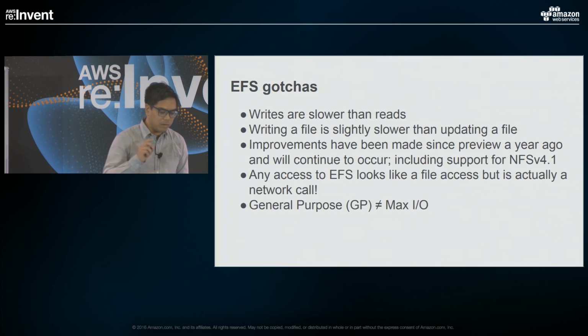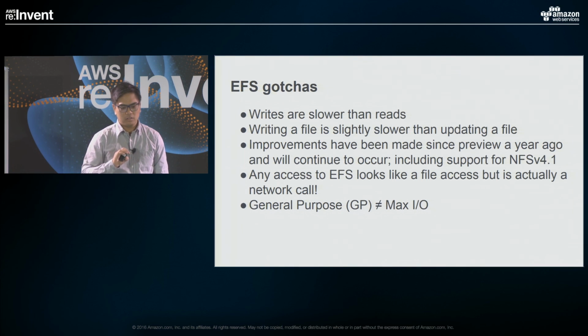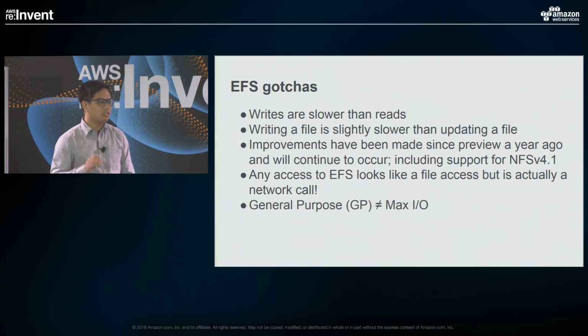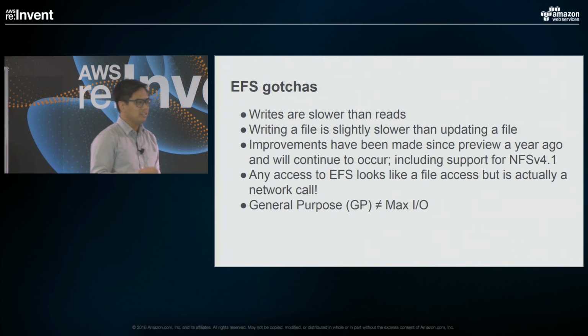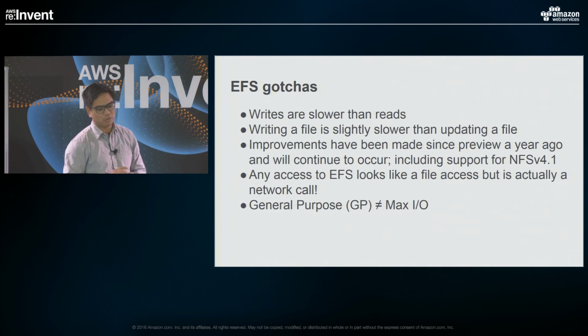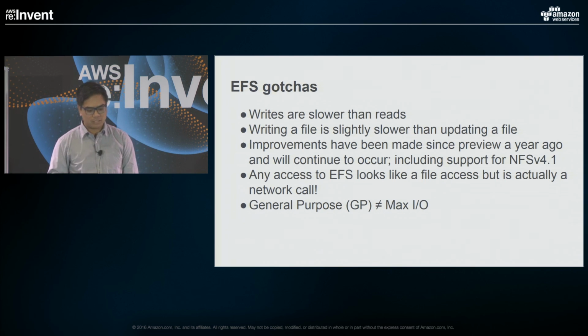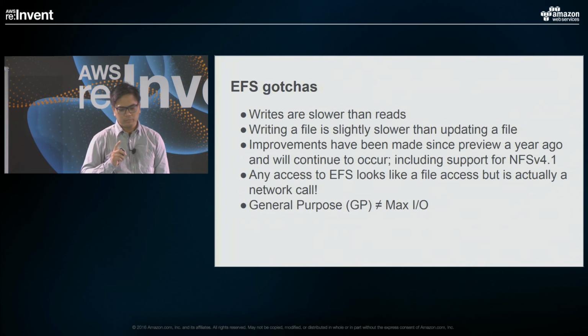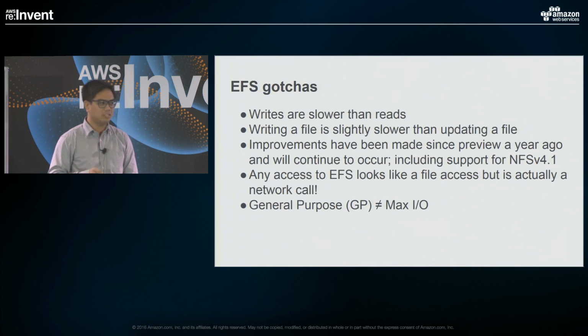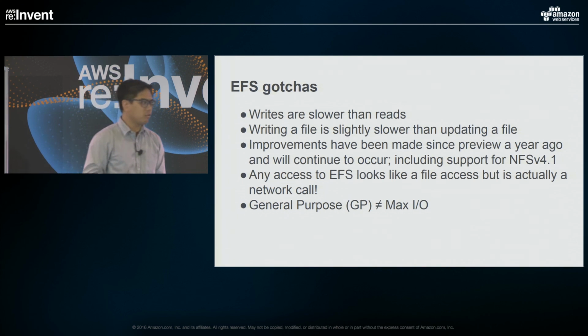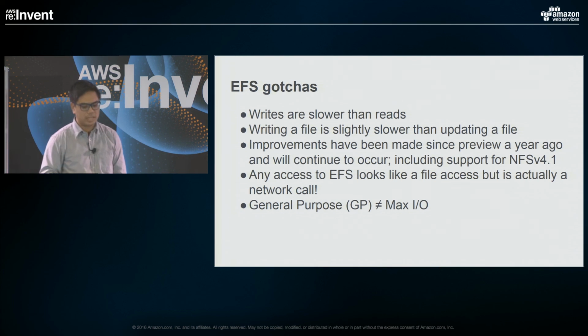So here are some minor lessons we've learned over the year. Writes are slightly slower than reads. So if you're trying to calculate to the second when you're going to be done warming the 3 billion pages, that's really important to learn. Writing a file is slightly slower than updating a file. So we were wondering, when we were repopulating EFS, or writing to a new EFS cluster, why was it taking a little bit longer? Now we know. Improvements have been made since the preview instance, such as NFS 4.1, which is really important for doing these things at scale.